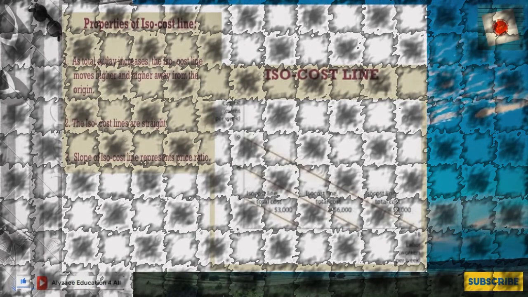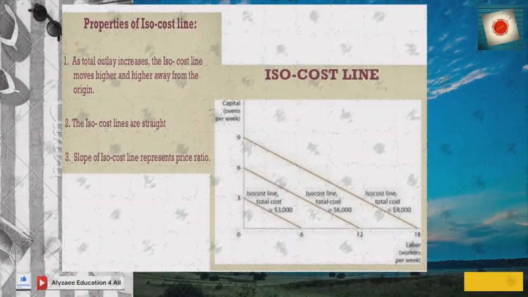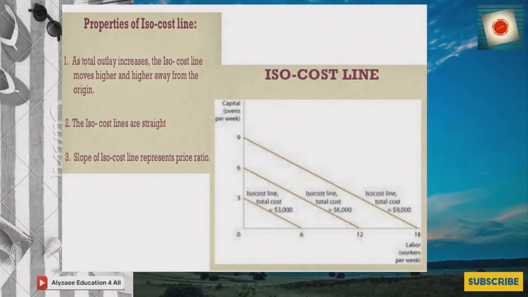Isocost lines. So as total outlay increases, the isocost line moves higher and higher away from the origin. The isocost lines are straight. So looking into the graphical representation of it, on the y-axis we have capital, on the x-axis we have labor. When capital is at 3, the laborers or workers are at 6, and the isocost total cost is $3,000.